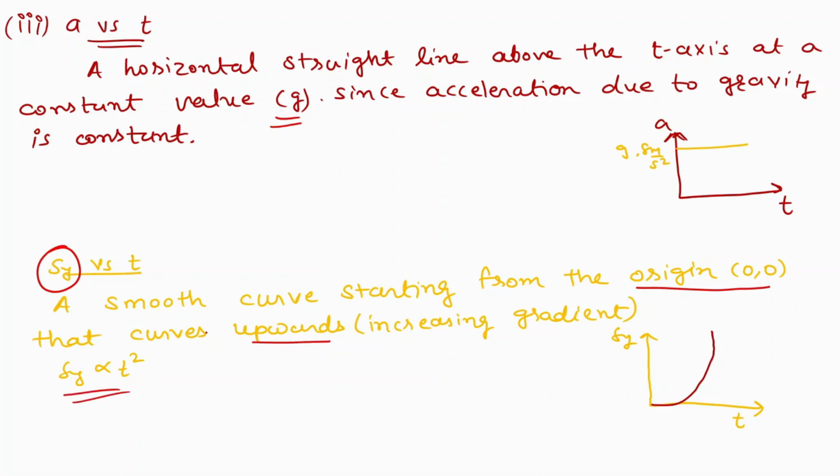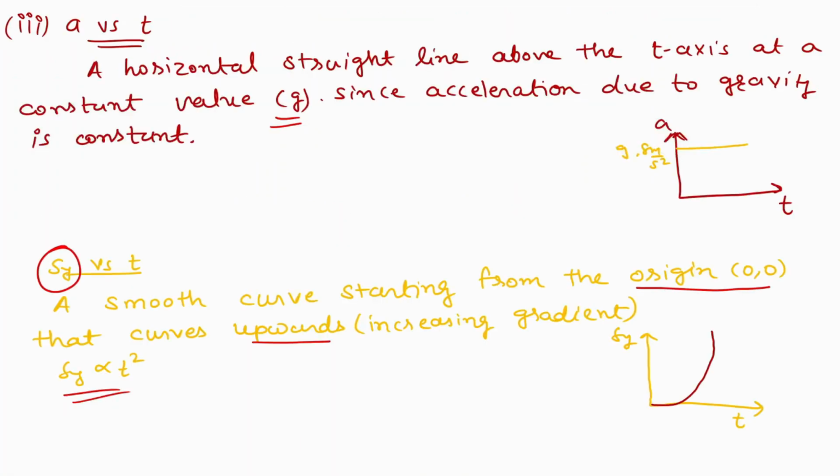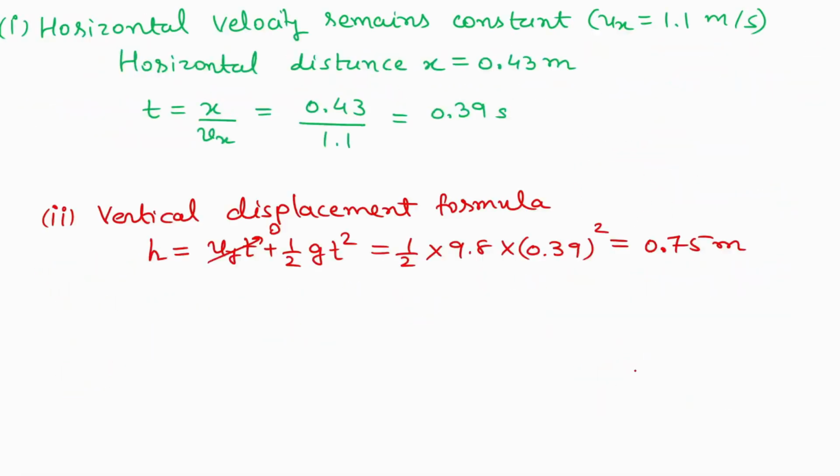It starts from the origin and curves upward. Here, why t squared? Because in this graph, Sy is proportional to t squared. So this is about the graph of a versus time and Sy versus time.